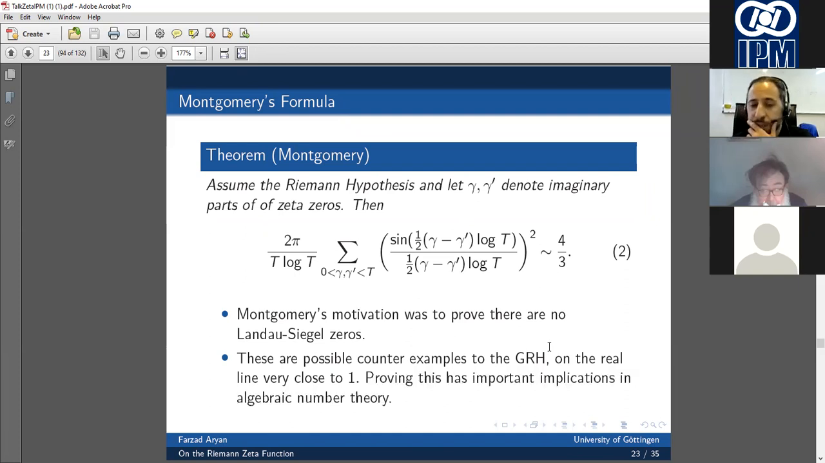If they exist, the first important point is that they have important implications in algebraic number theory, proving that they don't exist, and for the class number formula.